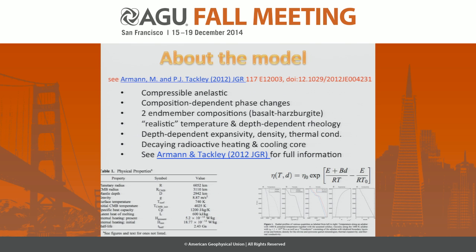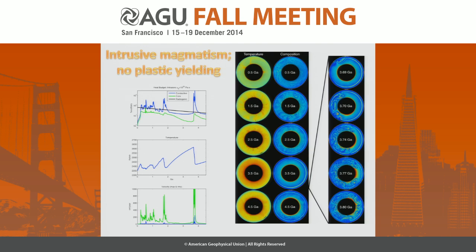In the next slide are some boring technical details. You can just look at the 2012 paper for this, but it's basically a compressible model that's supposed to match physical properties of Venus as much as possible. You have phase changes that depend on temperature, physical properties that depend on depth, and temperature-dependent viscosity that's supposed to be realistic.